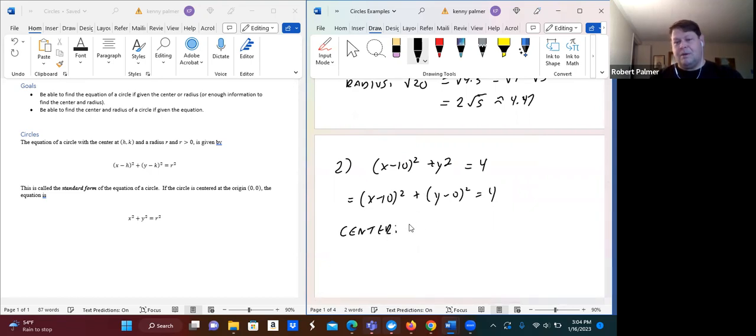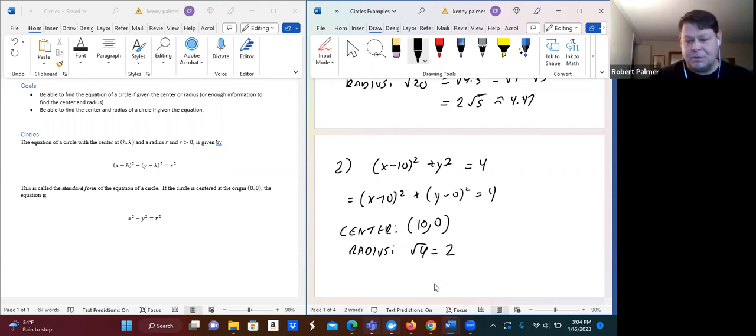So our center is, once again, remember we switch the signs. This is −10, which becomes +10. And this, of course, 0 is neither positive nor negative, just 0. Then our radius is the square root of this. So the square root of 4, and that's easy, that's 2.